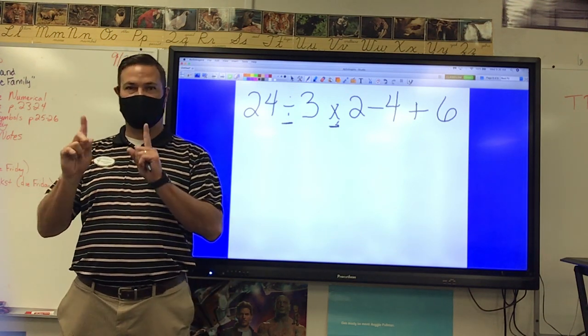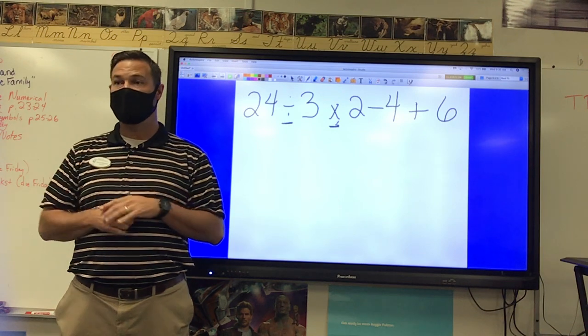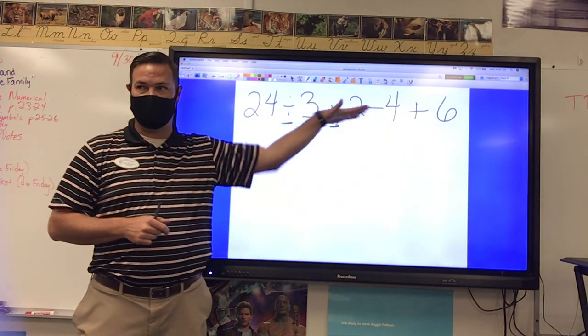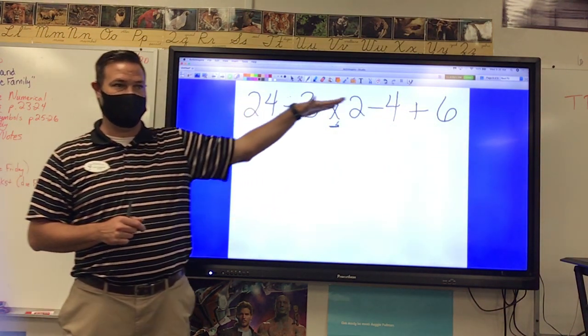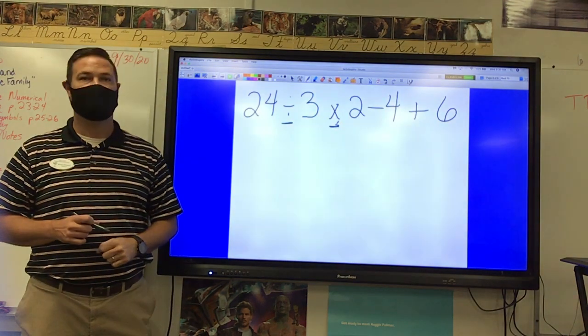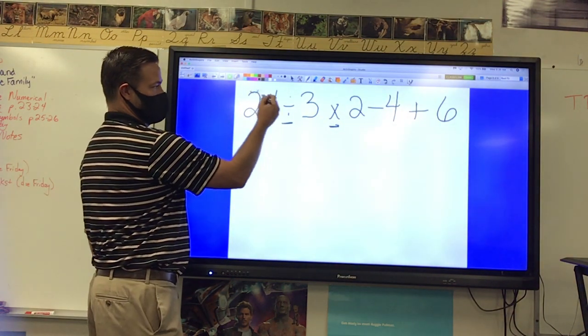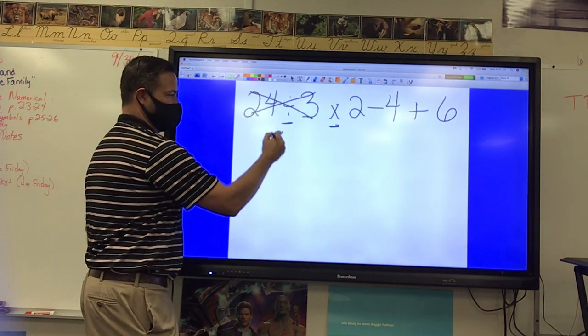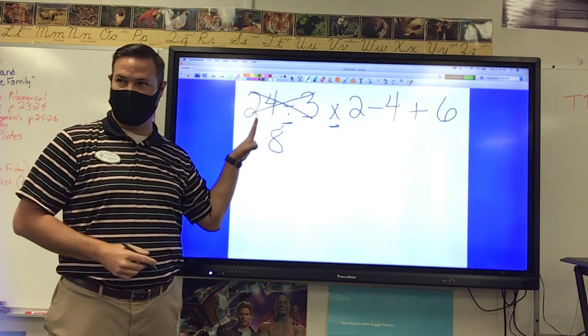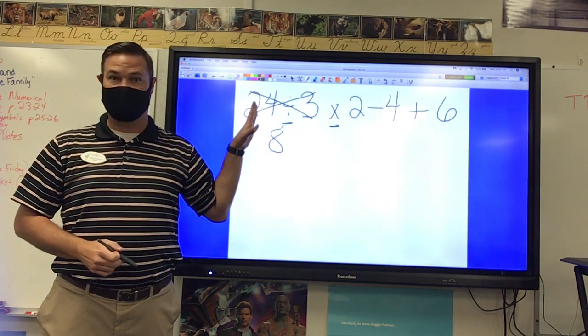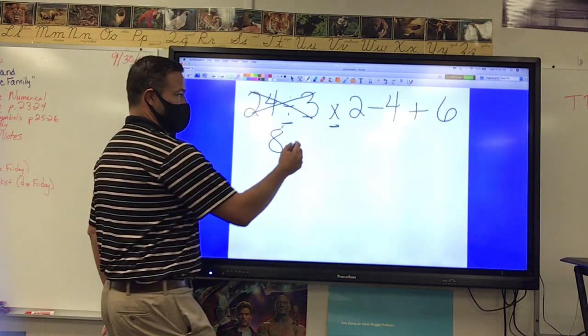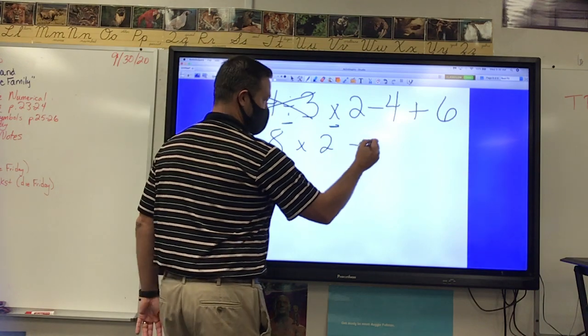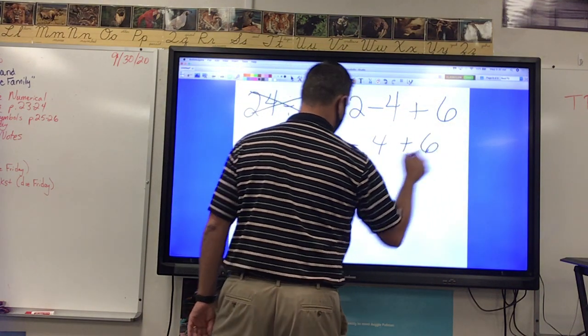No. Multiplying and dividing are the same. It's which one comes first in my problem. Which one is first in my problem, multiplying or dividing? Dividing. 24 divided by 3 is 8. I write my answer down, I cross it out, write my answer down, and then what? Rewrite the rest of my problem. 8 times 2 minus 4 plus 6.